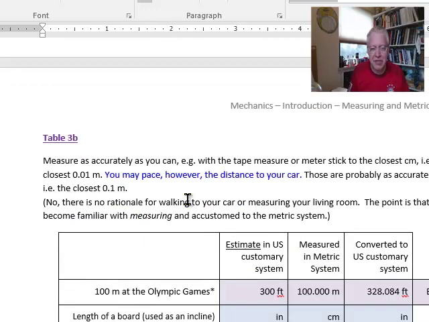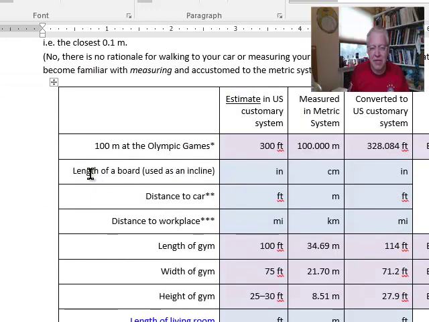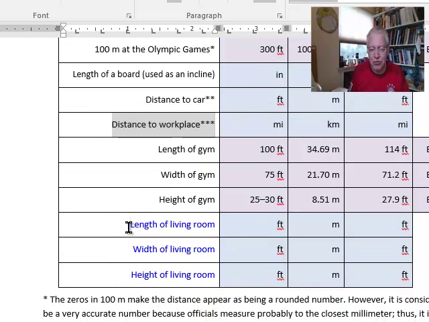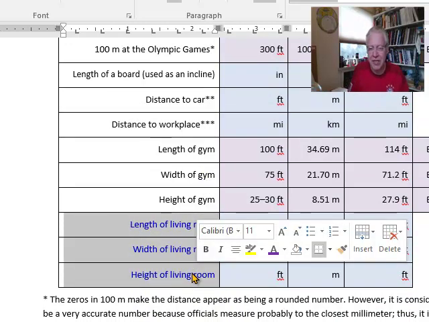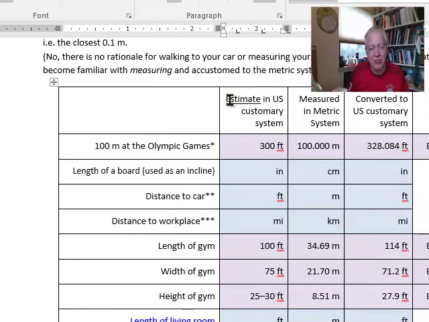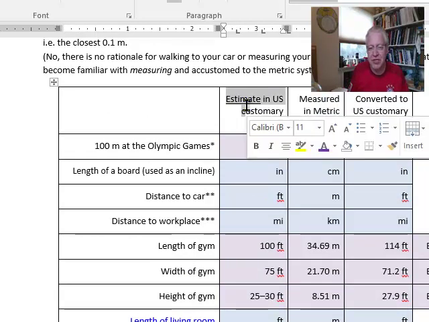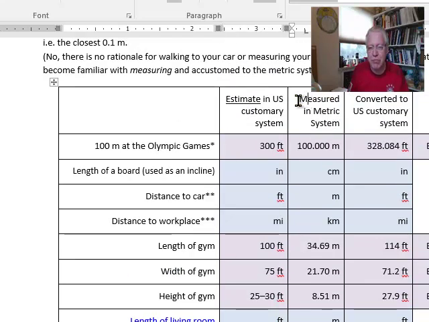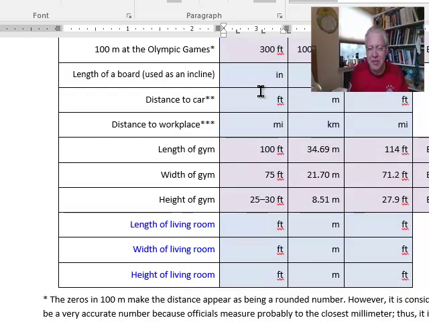The next one here is this one, table 3b. Length of a board. You can also use the length of a table that you can use as an incline. Distance to the car, distance to the workplace, well, you probably know that too. And then choose a room and measure the length, the width, and the height. And what you do in this table here is I really ask you to estimate first in inches, feet, or miles, whichever it is, and then actually to measure it in the metric system and then convert to the US customary system. And of course this one here should be in the neighborhood of what that one is. I'm not going to grade you on the estimates.